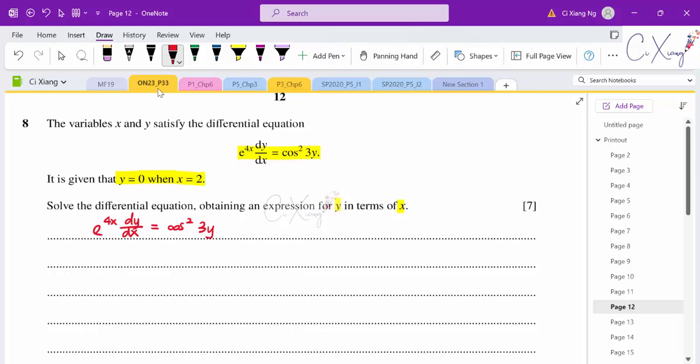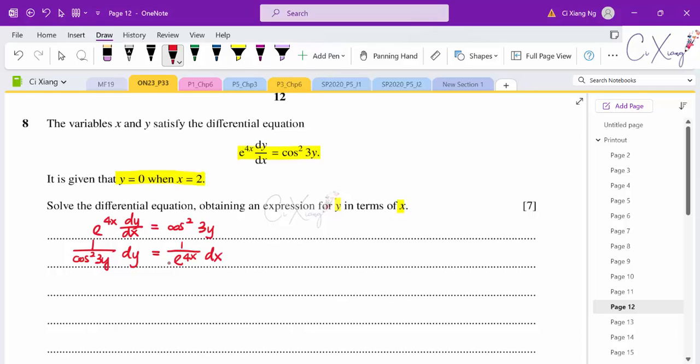For cos square 3y, I want to bring it over. So it will become 1 over cos square 3y. That means I bring it over, become divided. So I keep the dy here. For dx at the denominator, I try to bring it over to the right hand side, become something with dx. Then e power 4x also, I try to bring it to the other side, become 1 over e power 4x. And you can see that we successfully separate our variables to 2 different sides. All the y at one side, all the x at the other side.